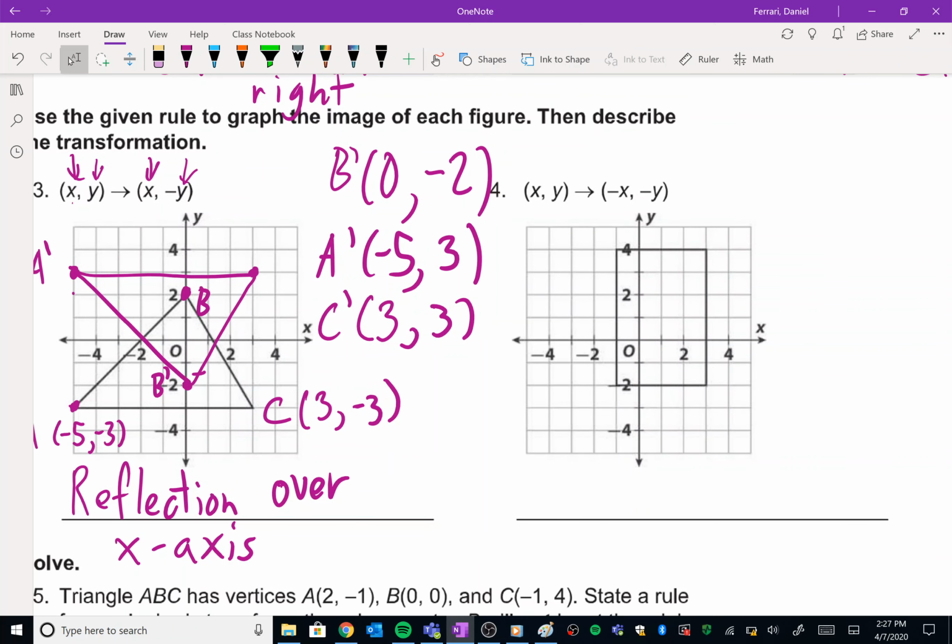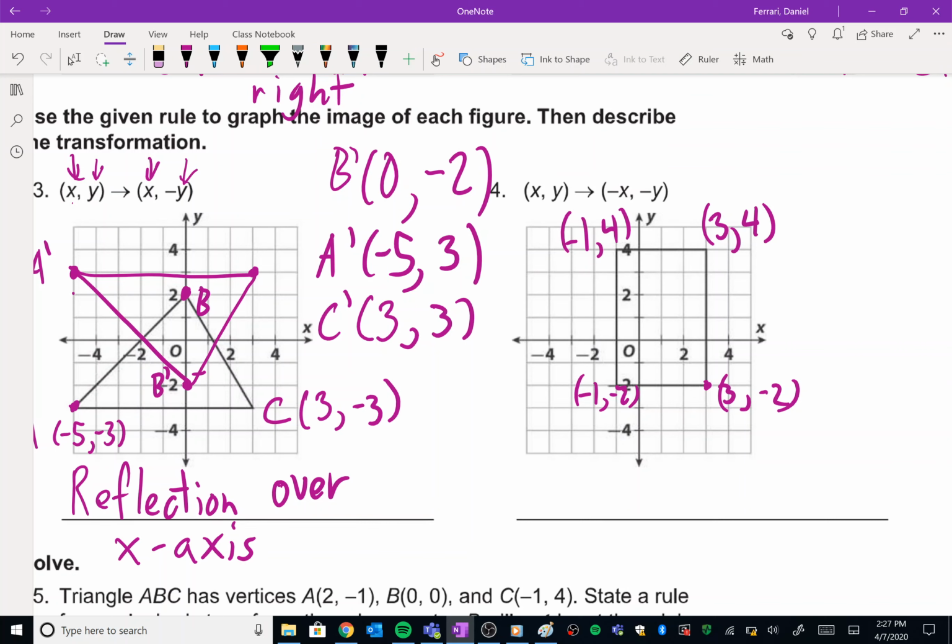This one, again, is going to be very similar. The first thing I'm going to do is just figure out what these points are. So this is 3, negative 2, and this is negative 1, negative 2, and this is negative 1, 4, and finally 3, 4. This one has us taking the points and making them the opposite on both. Both the x-coordinate and the y-coordinate will turn into their opposites. I'm going to do these one at a time.